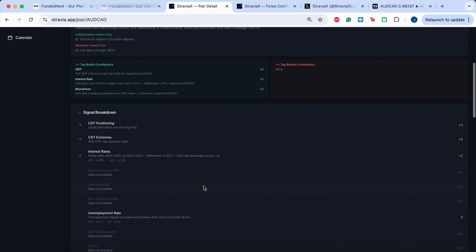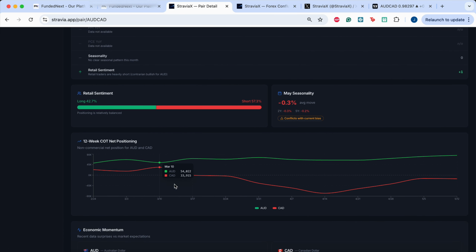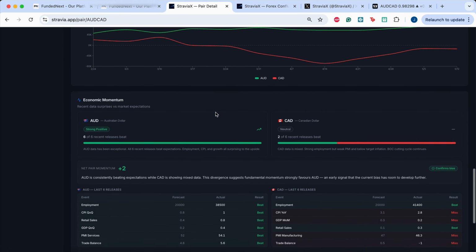As you go into the pair detail page, as you can see, it gives you the COT position, and it tells you whether the COTs are at extreme highs based on the last 52 weeks. And it's assessed all of these factors across key macros. I think one of the reasons why it's probably dropped off is because the retail sentiment has dropped below 60% here, so it's probably not as strong of a signal.